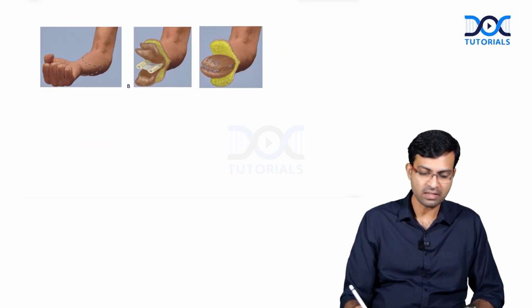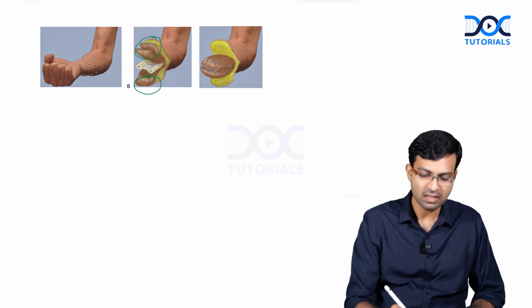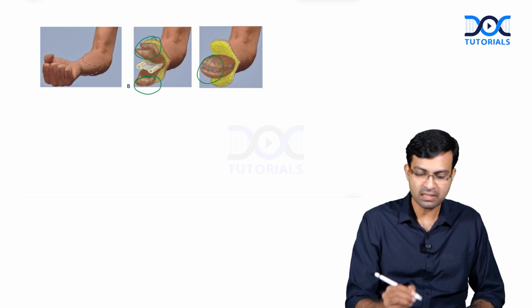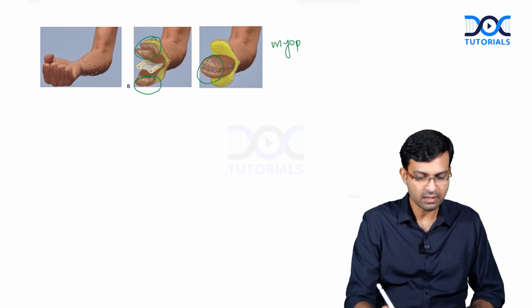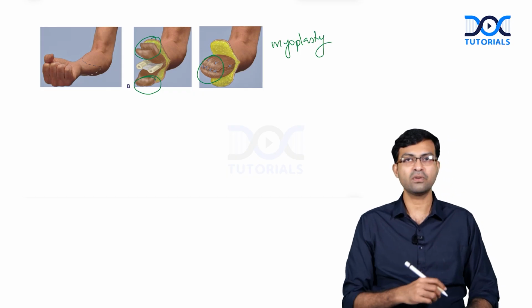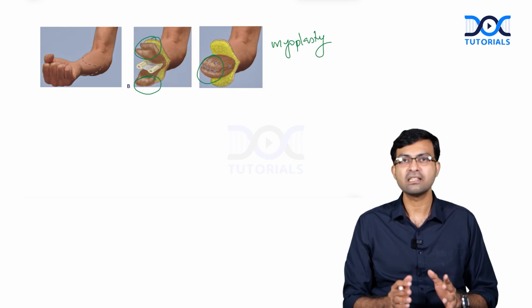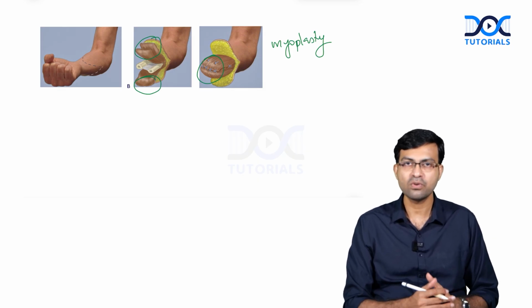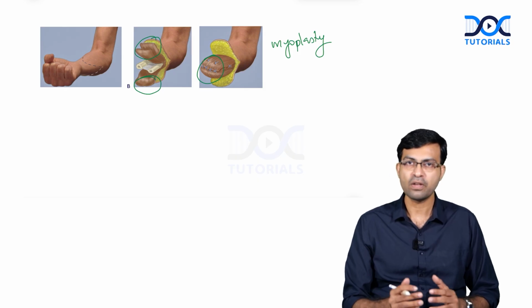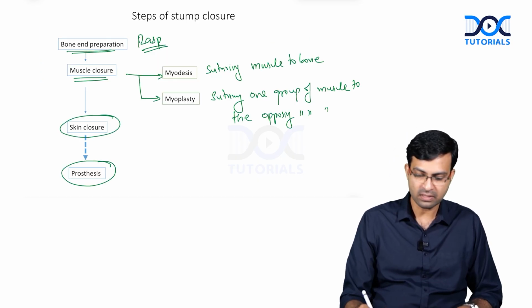We do myoplasty, where we have taken the bone cut here, and this is the anterior group of muscles, this is the posterior group of muscles. We take these muscle groups together and we suture them together. This is what is called myoplasty. Okay, so myodesis is good, but it is generally not done in the setting of an ischemic condition or an infection. In all other conditions, you can do myodesis. Otherwise, you do a myoplasty. And once you do that, you close the skin and prepare the limb for prosthesis application.